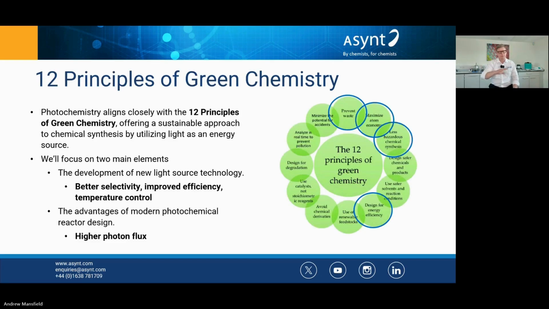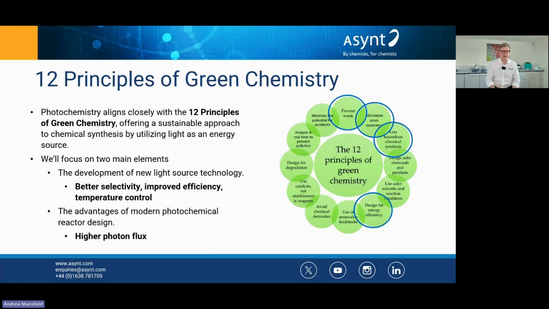So many of you will be familiar with the principles of green chemistry. These principles have been around for decades, and it drives lots of the approaches, especially to manufacture of API, for example. But focusing on two elements of this webinar today, that being the development of new light sources, so that being LEDs, and also the advantages of new reactor designs, enables us to really access some of these green principles.